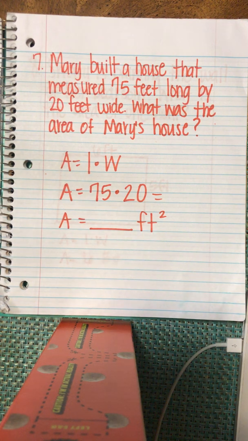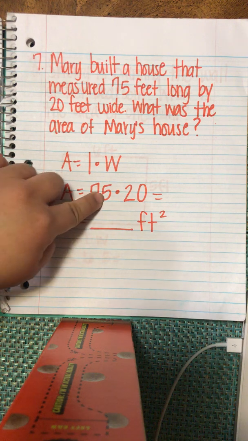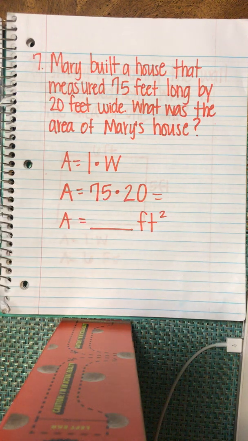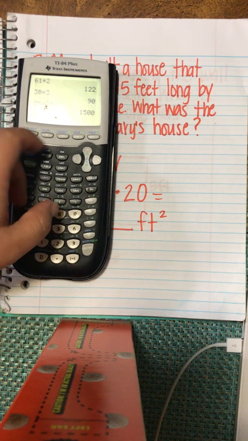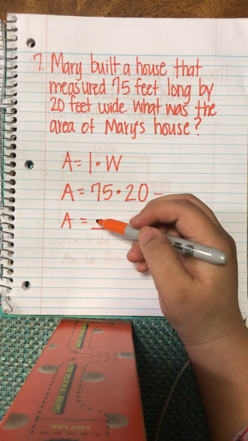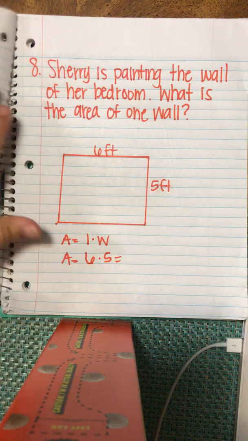Now number 7. Mary built a house that measured 75 feet long and 20 feet wide. What was the area of Mary's house? So here we have our formula. Area equals length times width. And then we just replace these numbers with 75 and 20. And we'll get our calculator out and we'll do 75 times 20. And we get 1,500. And we already have the label right there, feet squared. So 1,500 feet squared.